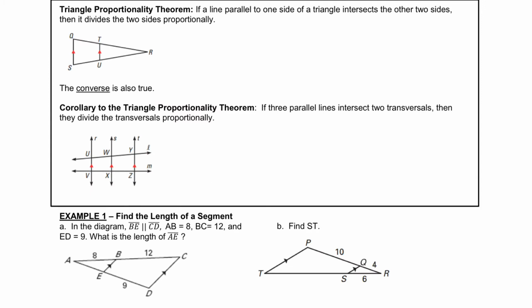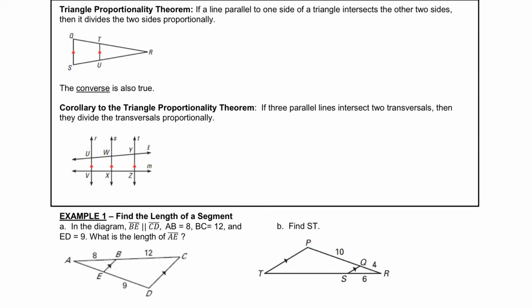Let's take a look at the two theorems in the box at the top of the page. The first theorem is the triangle proportionality theorem. It says if a line parallel to one side of a triangle intersects the other two sides, then it divides the two sides proportionally. Well, that's a lot of words. I think if you just look at the picture and then I'll write down what's true here for you, you'll see it a lot easier.